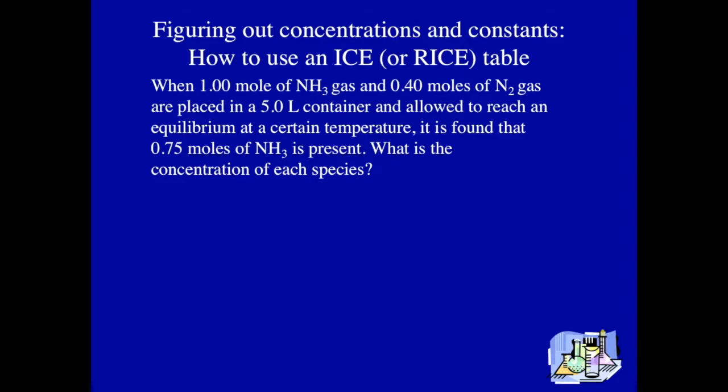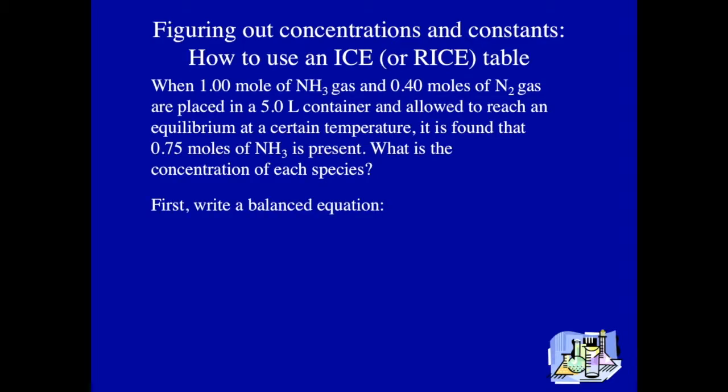When 1 mole of ammonia gas and 0.4 moles of nitrogen gas are placed in a 5-liter container and allowed to reach an equilibrium at a certain temperature. Remember, each of these equilibrium constants and equilibrium concentrations applies to specific temperatures and specific pressures. It is found that 0.75 moles is present. What is the concentration of each species?